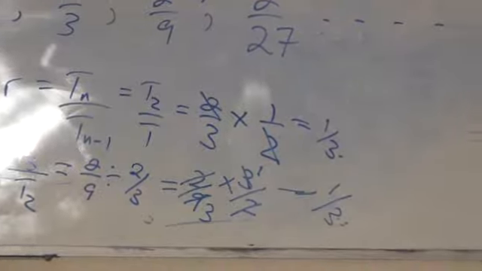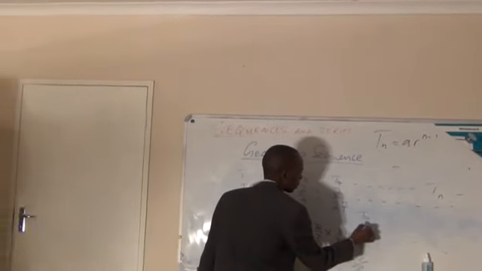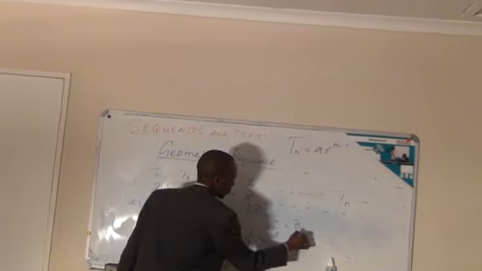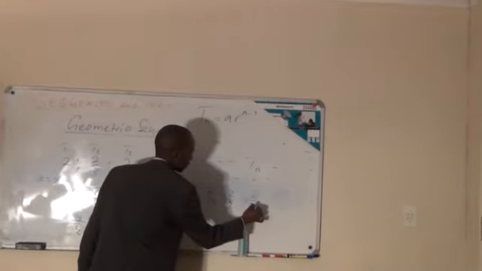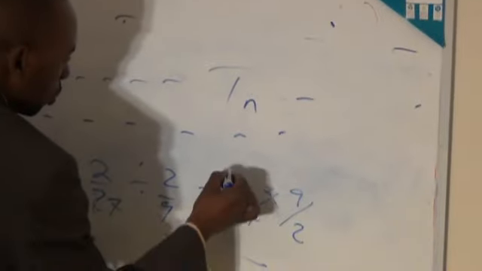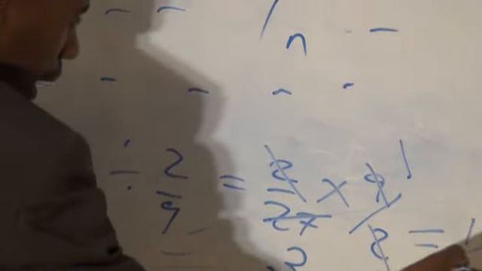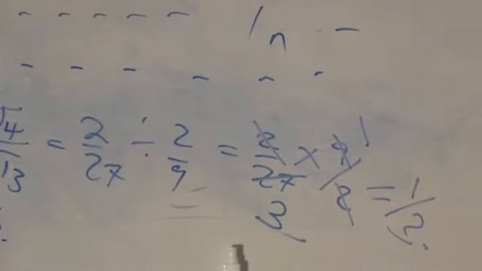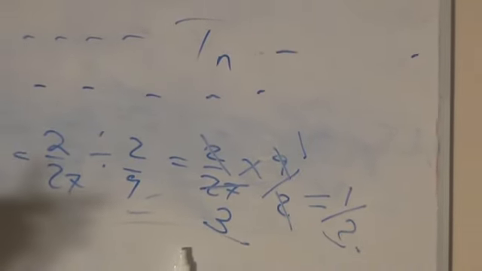Let's do one more, just for confirmation. We take T4 and T3, right? So T4 divided by T3 will be equal to 2 over 27 divided by 2 over 9, which is the same as 2 over 27 times 9 over 2. 9 into 9, 1. 9 into 27, 3. So again, we get that common ratio. So we are now confident that what we are having here is a geometric sequence. We are now confident that we are not sitting with an arithmetic sequence.